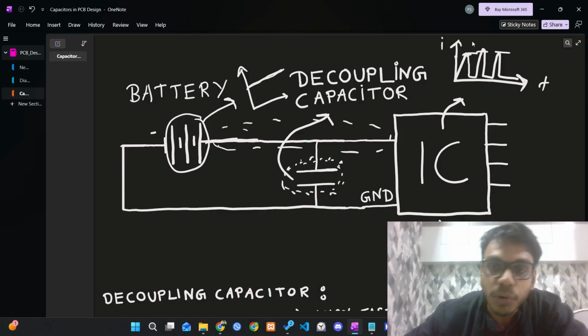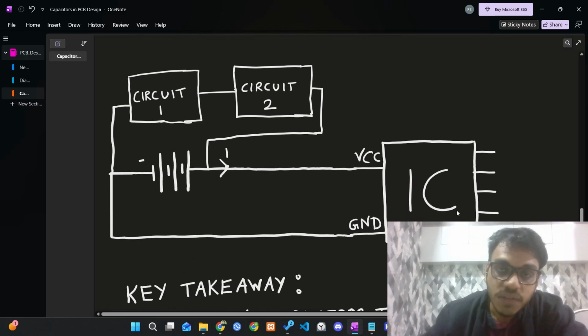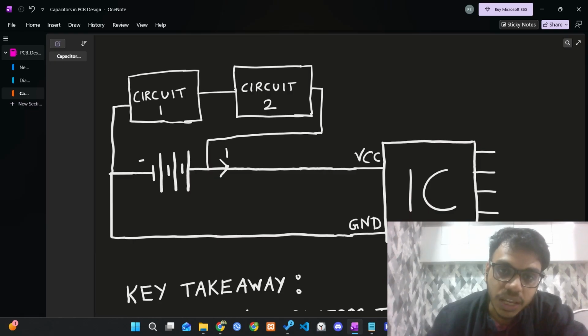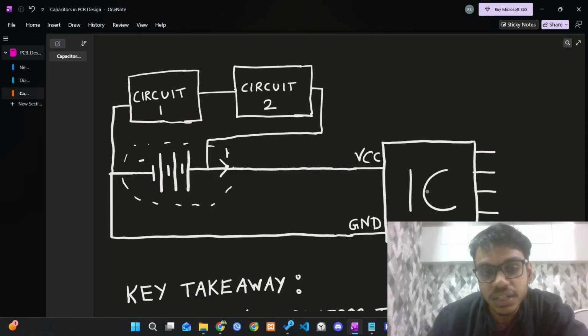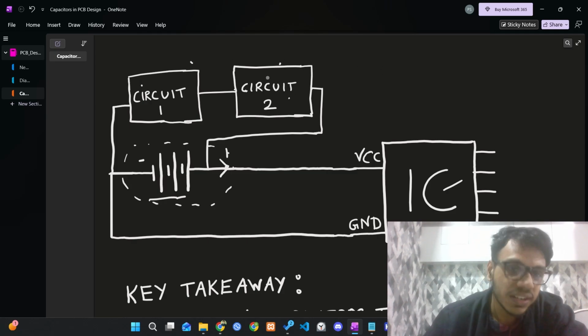Now the problem is, if there is no decoupling capacitor as we see here and we are using the same power supply, typically this is the case where we'll use the same power supply for more than one circuit. This battery is providing power to both circuit 1 and circuit 2 on this IC. This circuit 1 and circuit 2 could be anything, let's just say some IC or any other circuit.